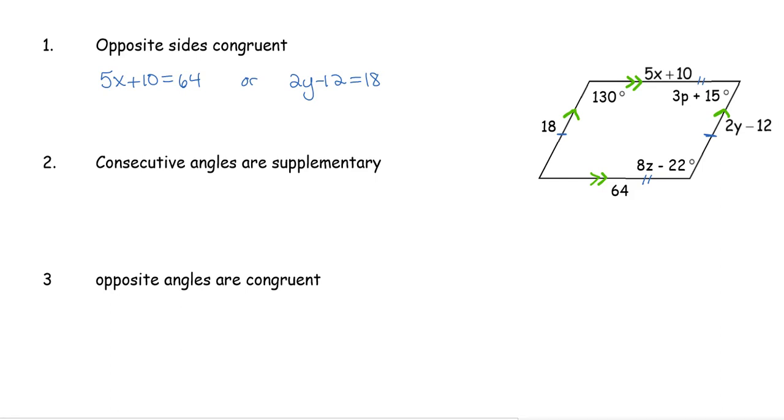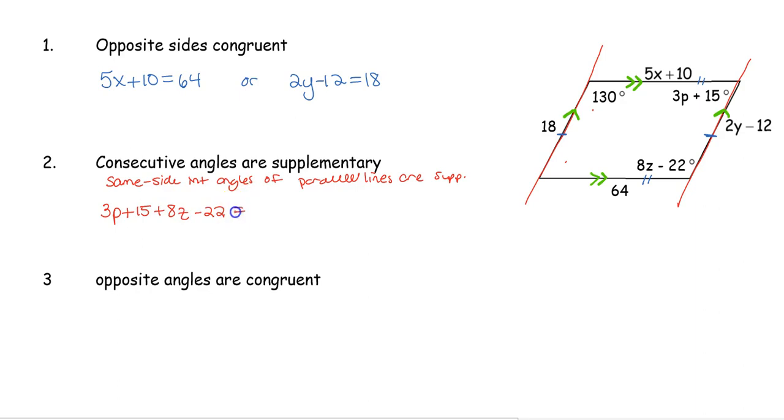This is going to come from the idea that same side interior angles of parallel lines are supplementary. So if I look at the top being parallel to the bottom, here's my transversal, which means consecutive angles are same side interior angles, which means they're going to be supplementary. Now I don't know those two, so I can't write an equation there, but if I look at this transversal, these two angles are same side interior angles, so I could write the equation 3p plus 15 plus 8z minus 22 is equal to 180.